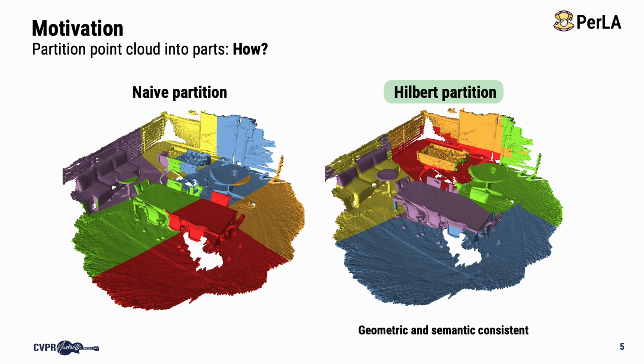So this led us to a key question: how can we preserve fine-grained spatial detail while keeping the system efficient? Well, our insight was to replace naive partitioning with a Hilbert-based space-filling curve, which ensures geometry-aware and symmetrically consistent partitioning of the 3D scene.